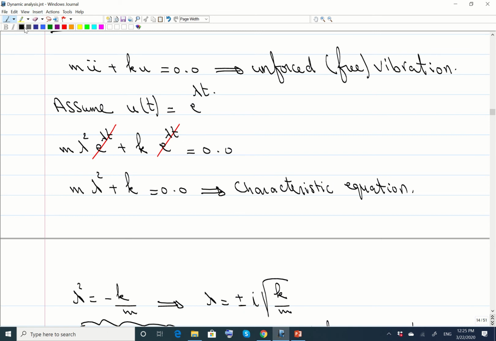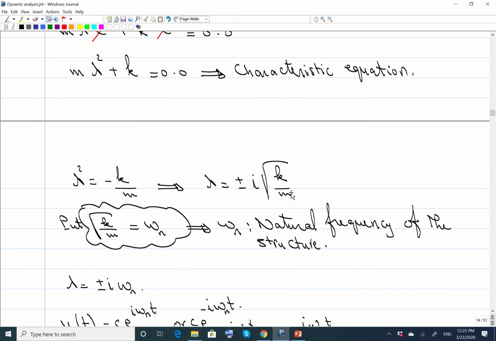Let me change the pointer over here. So this equation is only valid. u is going to be e power lambda t only if lambda is equal to positive or negative i multiplied by square root k over m. That value, square root k over m, is going to be a very, very important value for structural analysis, for dynamic analysis, for seismic loading, for earthquake loading. We're going to call this value square root k over m, omega n. Omega n is the natural frequency of the structure.